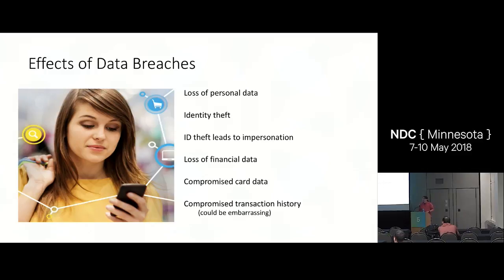And then we can also look at the consequences for the individual. So you've had your personal data lost: your name, address, phone number, email address. That means your address where you live could be out there on the internet for anyone to look at. That can result in ID theft and impersonation, which can then mean that you lose financial data, or people use your financial data that's been stolen to make purchases against your account. And it could also mean that you've had your transaction history stolen, so if you've bought anything that might be a bit embarrassing, then that data could be stolen and people could know about it. So it's going to be quite a bad effect for the individual as well.